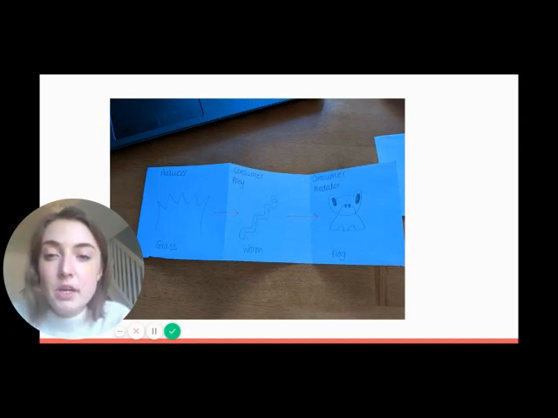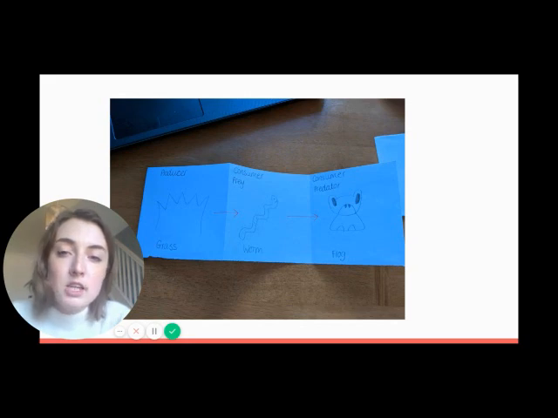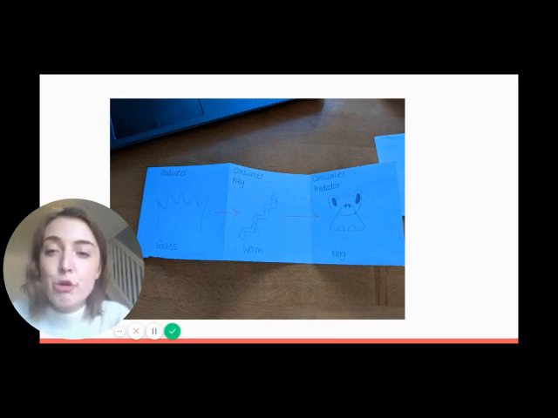So then I need to start my labels, and I started with the one I thought would be the easiest, which was producer, because I know the producer is the one that does not eat. And does grass eat? Not really. It produces its own food from the sun. So that is our producer.